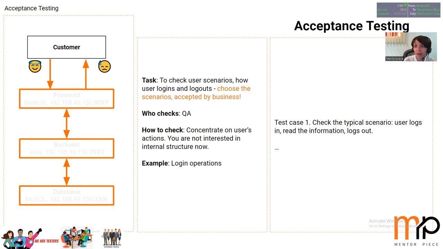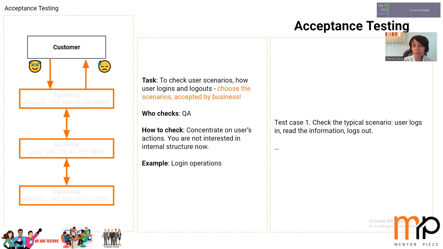And we are negotiating about the acceptance criteria. When our application could be recognized as ready and ready for the production. Which scenarios should be working?